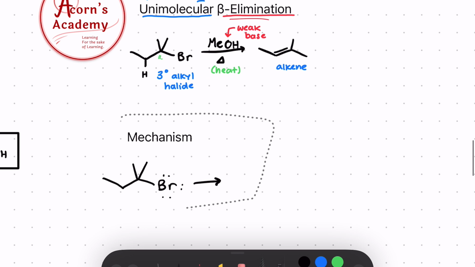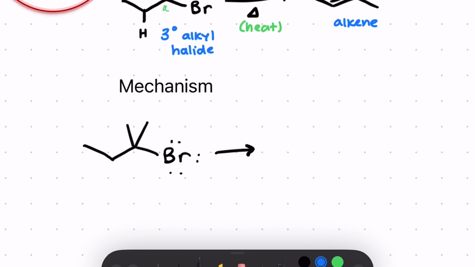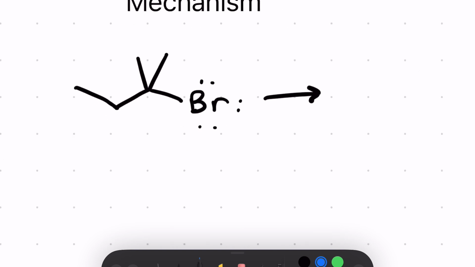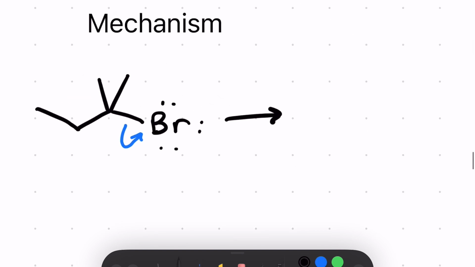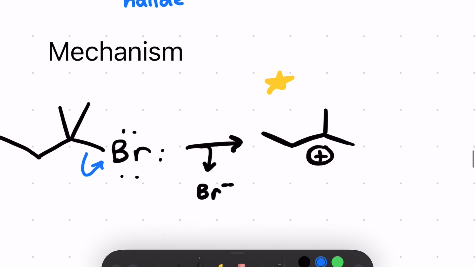Now that we have a generic idea of what we can expect, let's get into the mechanism. As always, with any SN1 or E1 mechanism, the first thing that's going to happen is the leaving group is going to leave. This leaving group is going to leave, so I get a Br minus. And just like with SN1, I end up with this carbocation intermediate. Also just like SN1, this is the key step. Forming this carbocation is that key step. I'll label this step 1. That is a key step in the formation of this eventual alkene.